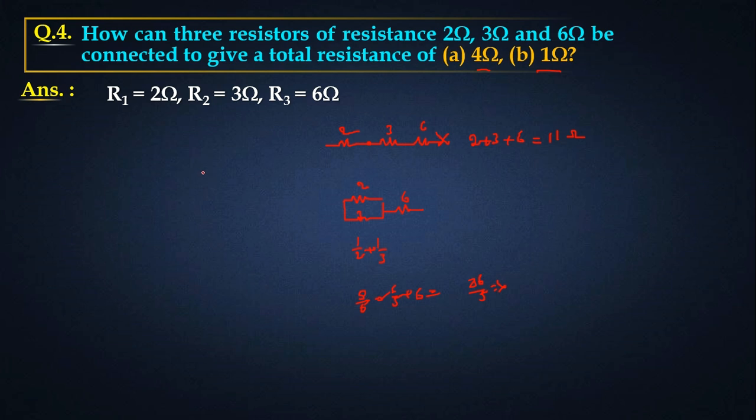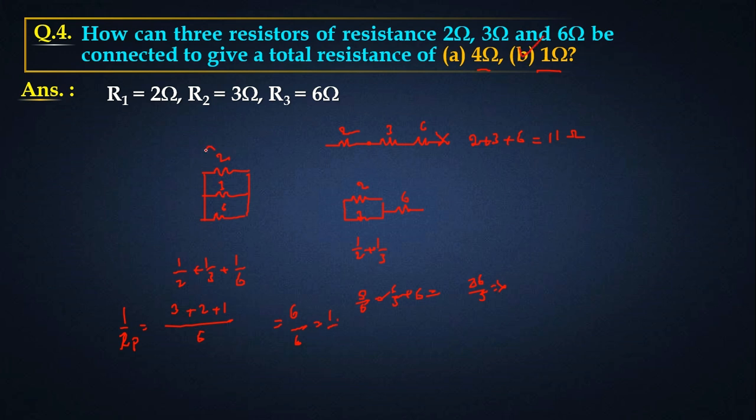And let me connect all three in parallel. We have to cross-check like this: 2, 3 and 6. So 1 by R parallel is 1 by 2 plus 1 by 3 plus 1 by 6. The LCM is 6. So here 2 goes 3 times, 3 goes 2 times, 6 goes 1 time. So this is 6 by 6, that equals 1 ohm. So for 1 ohm we got this answer.